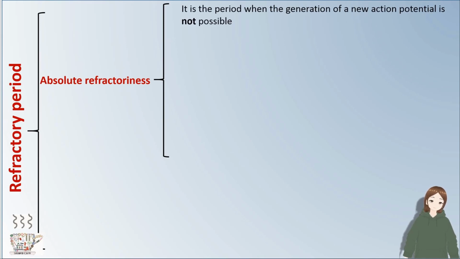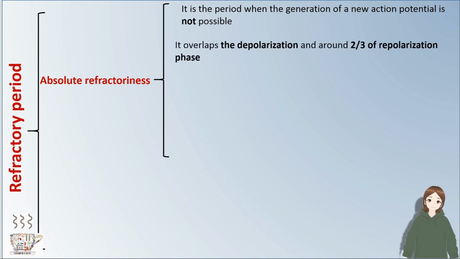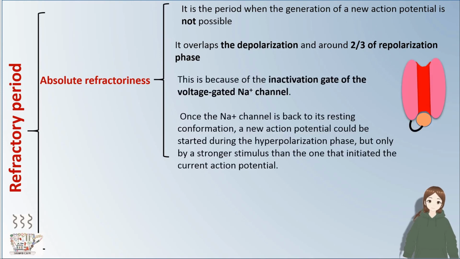Absolute refractoriness is the period when the generation of a new action potential is not possible. It overlaps the depolarization and around two-thirds of repolarization phase. It's because of the inactivation gate of a voltage-gated sodium channel. Once the sodium channel is back to its resting conformation, a new action potential could be started during the hyperpolarization phase, but only by a stronger stimulus than the one that initiated the current action potential.